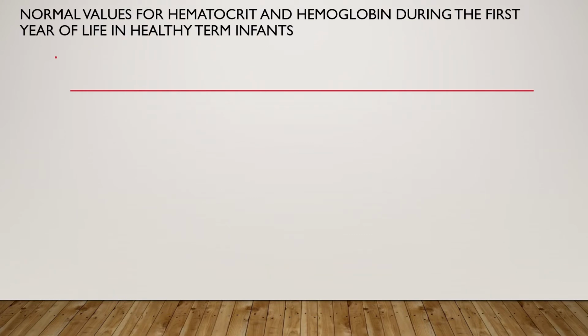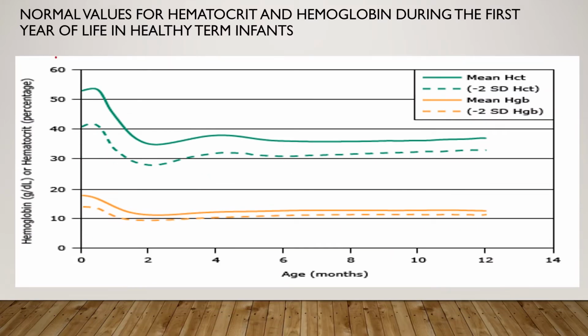When we see the values for hematocrit and hemoglobin during the first year of life in healthy term infants, the normal value is based on the graph. As we have said above, anemia is hemoglobin or hematocrit which is less than 2 standard deviations below the mean. This is a chart by which we define anemia.